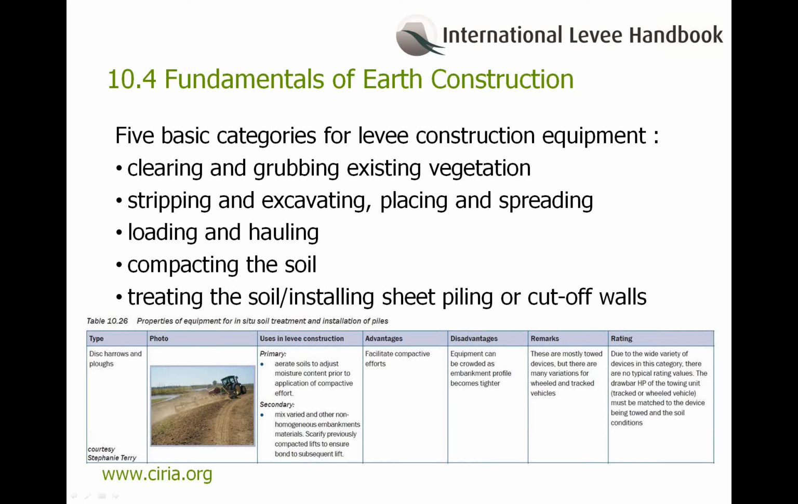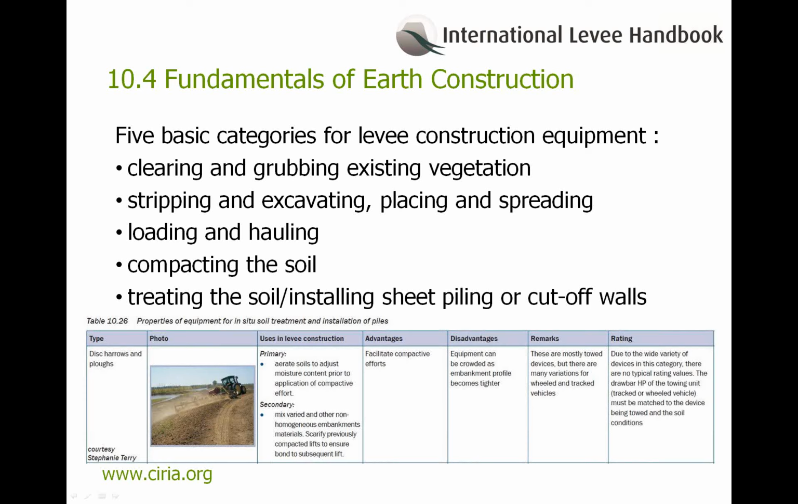The first is clearing and grubbing existing trees and vegetation and establishing vegetative cover. The second is stripping and excavating, placing and spreading. The third is loading and hauling. The fourth is compacting the soil. And the fifth is treating the soil and installing sheet piling or cutoff walls.